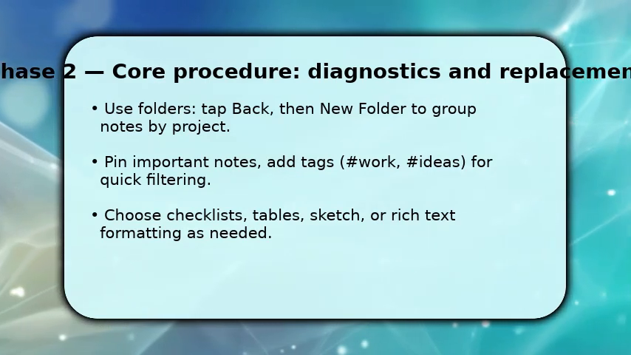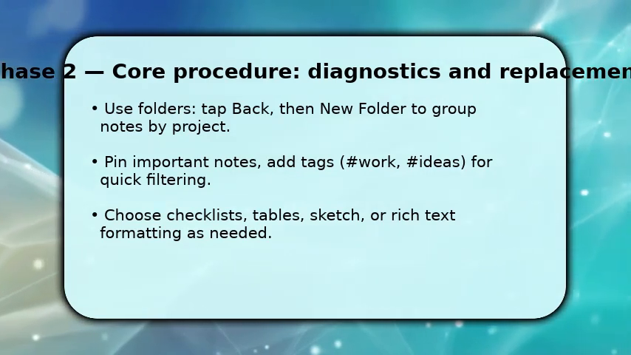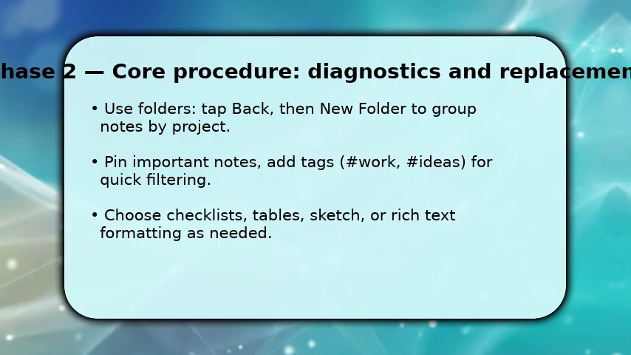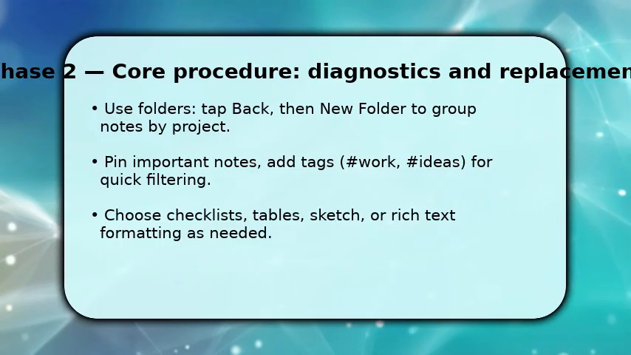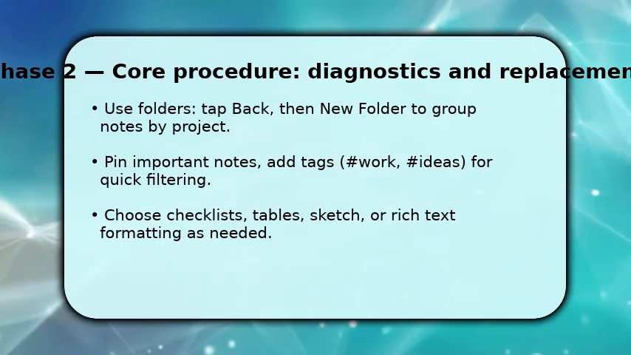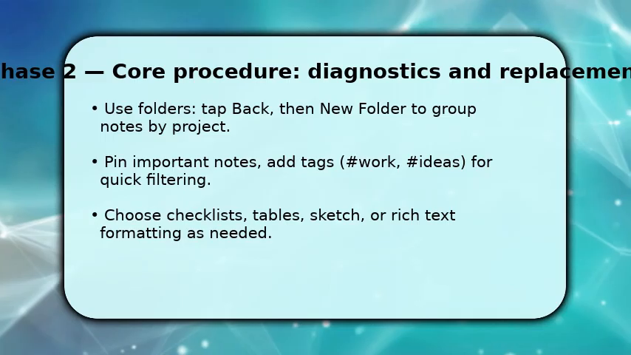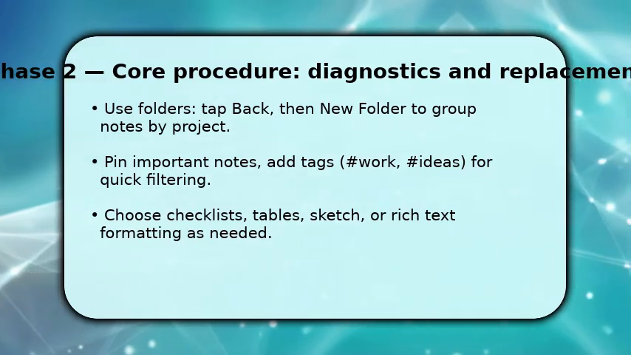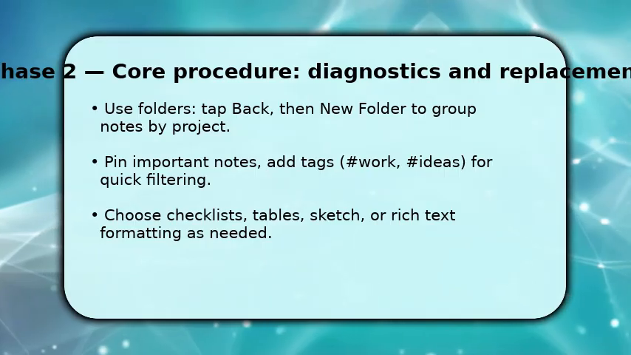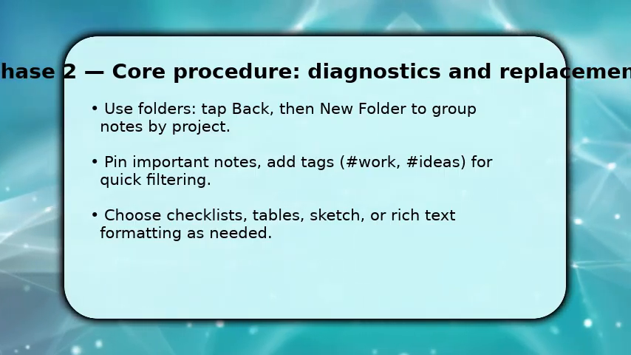This reduces clutter. You can pin high-priority notes to the top and add tags like #work or #ideas to find them with search quickly. Use the formatting toolbar to insert checklists, tables, or sketches. Checklists keep tasks actionable, tables structure data, and sketches capture quick ideas visually. These tools make notes functional, not just a list.